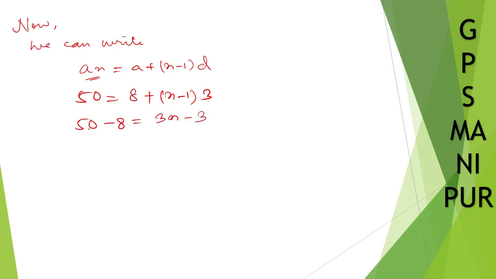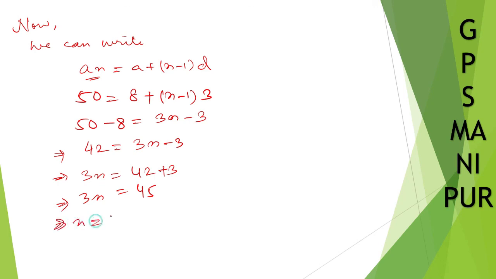Okay, 50 minus 8 is 42, which is equal to 3N minus 3. So now I can write 3N is equal to 42 plus 3, which is 45. 3N is equal to 45. So N is equal to 45 divided by 3. 3 15s are 45, right? Therefore the number of rows is 15.